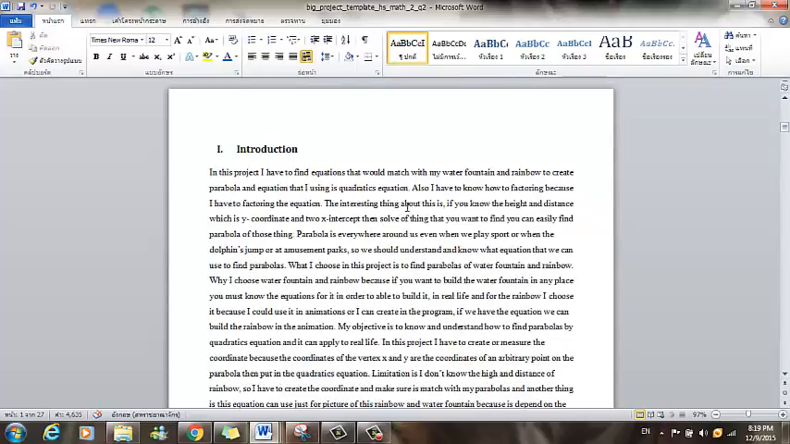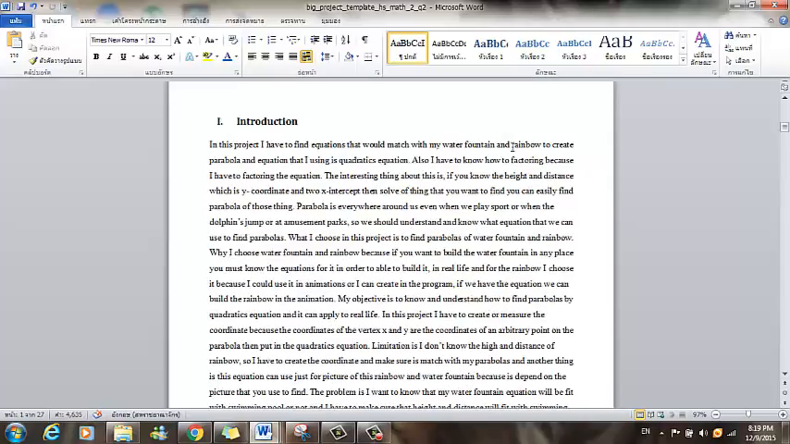So my introduction. In this project, I had to find the equation that will match with my water fountain and rainbow. The equation that I use is quadratic equation. Also, I had to know how to factorize, because factorizing is the part of the equation that I have to do to find my parabola.